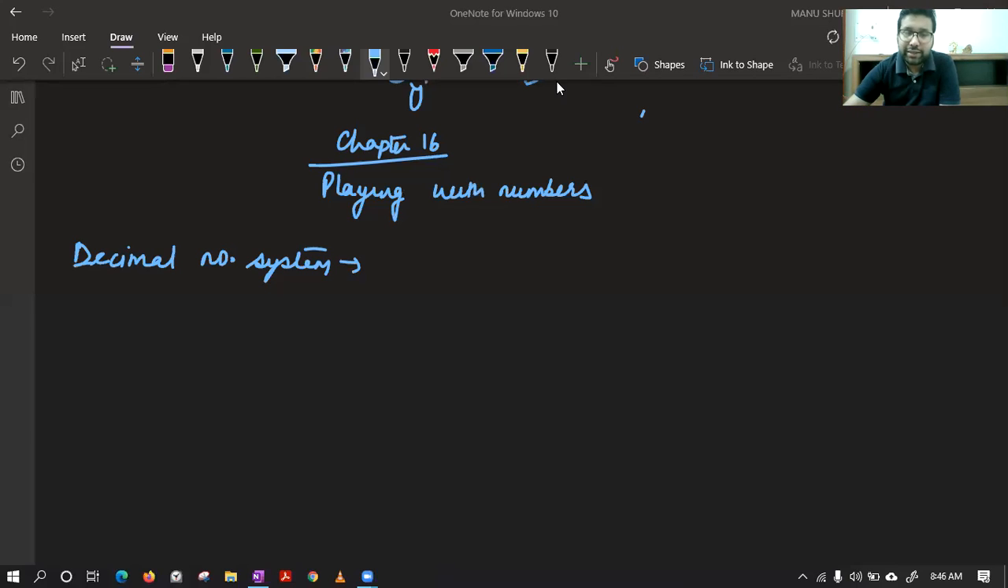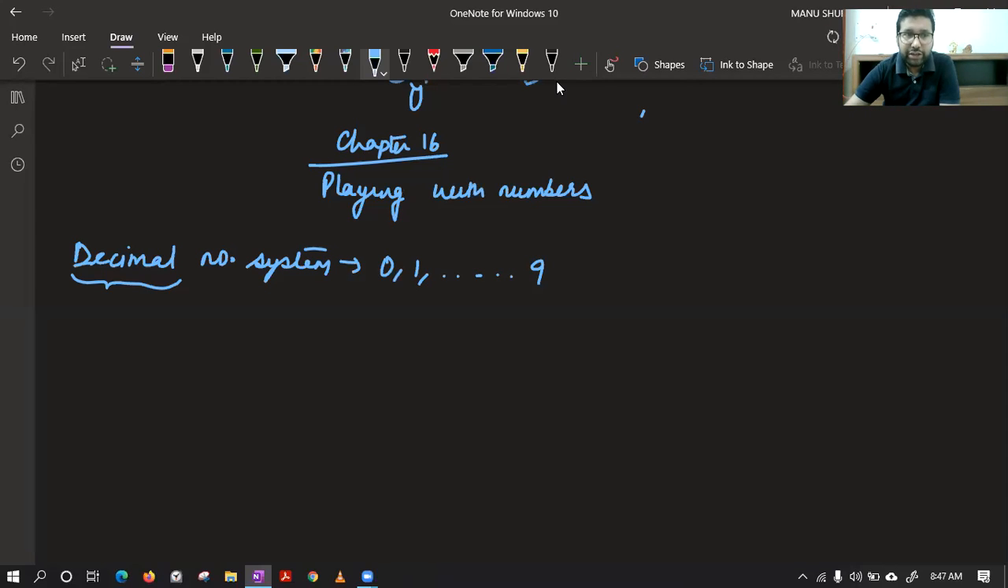Now, the thing is how it helps. First of all, deci means 10. So that means there are 10 numbers that we are using repeatedly, like 0, 1 till 9. This we have done in computer also.